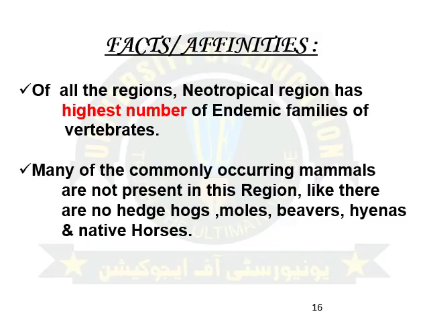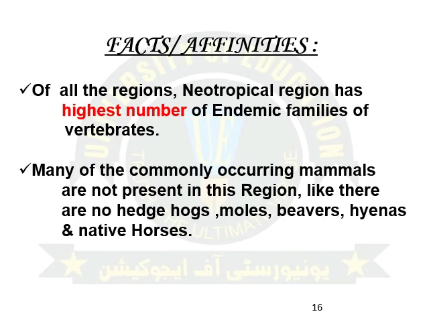When we talk about the affinities of Neotropical region, as we all know, Neotropical once upon a time was part of the Gondwana land. So it shares many of the animal and plant species with these southern continents. However, out of all the regions, Neotropical region has the highest number of endemic families of vertebrates.